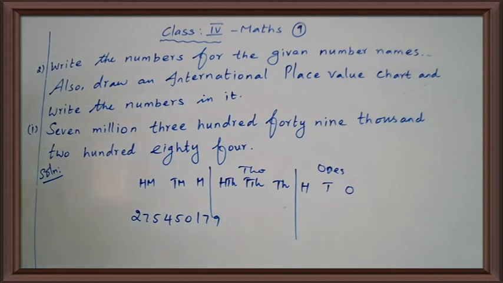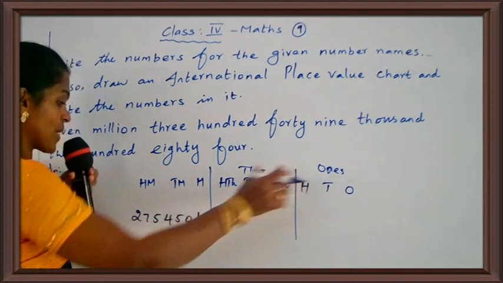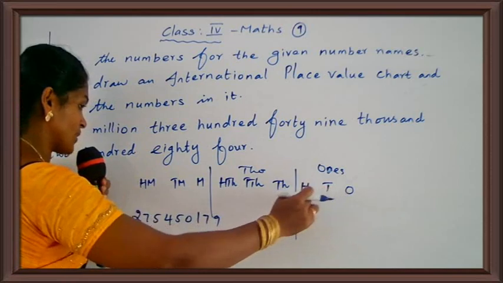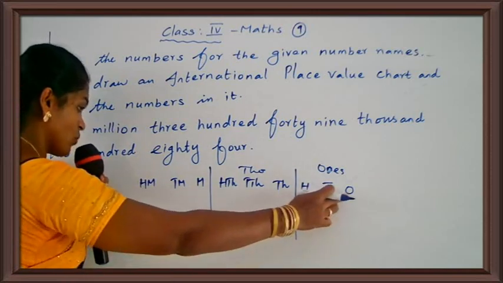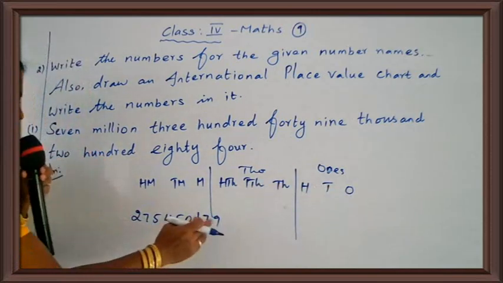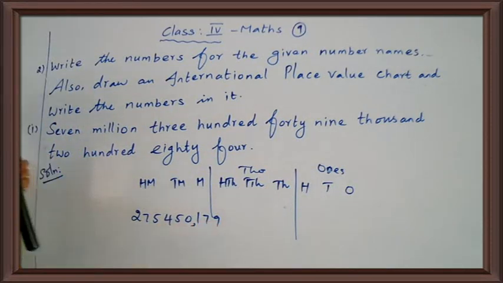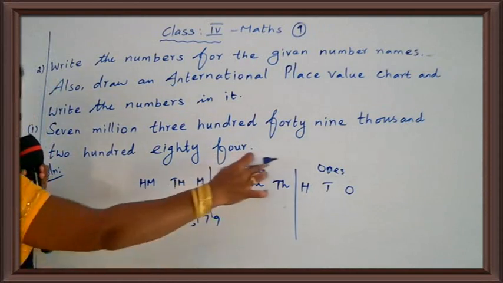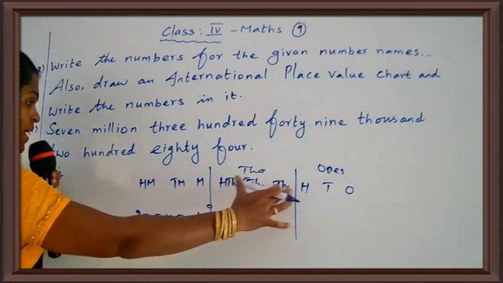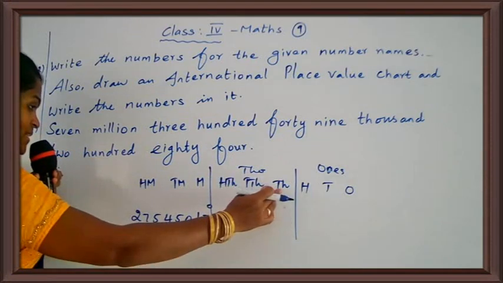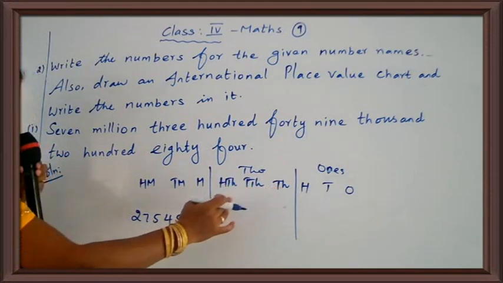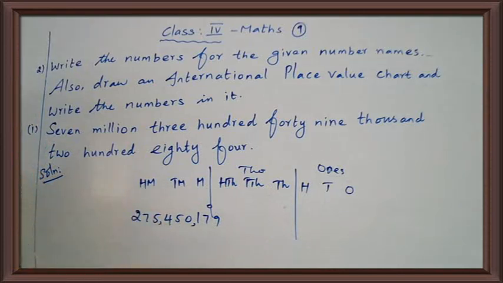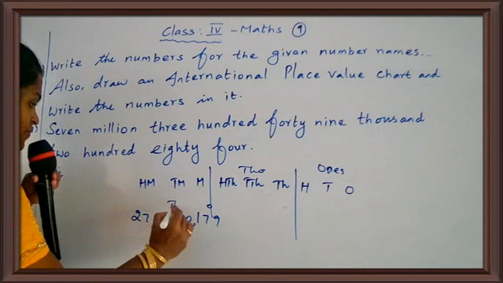First is the ones period. The ones period consists of how many places? 1, 2, 3, 3 places, that is ones, tens, hundreds. After the hundreds place, put one comma. This is the ones period. Next is the thousands period. The thousands period again consists of 3 places, that is thousands, ten thousands, hundred thousands. After the hundred thousands, put another comma. So this is the thousands period, and this is the million period.